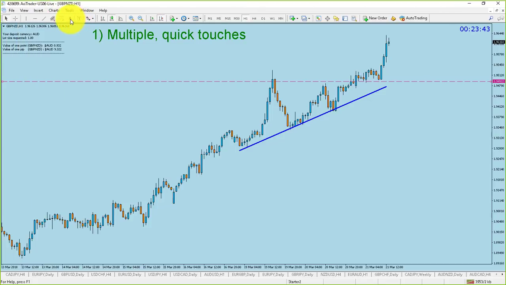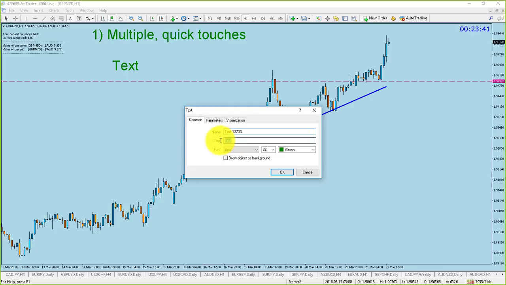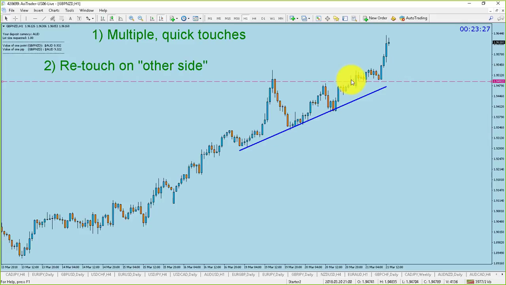is a retouch on the other side. So in the case of an upside breakout, resistance becomes support. So that's what happened here. The market goes up, and then boom. The real key here was this bullish candle right there. That was the key. That was absolutely the key. When you see this really strong bounce off of that. So multiple quick touches, and then a retouch on the other side.